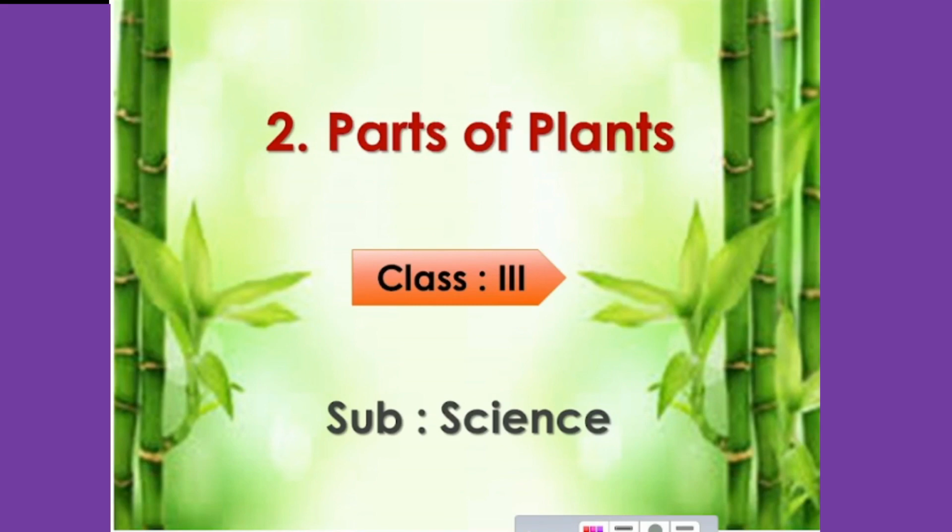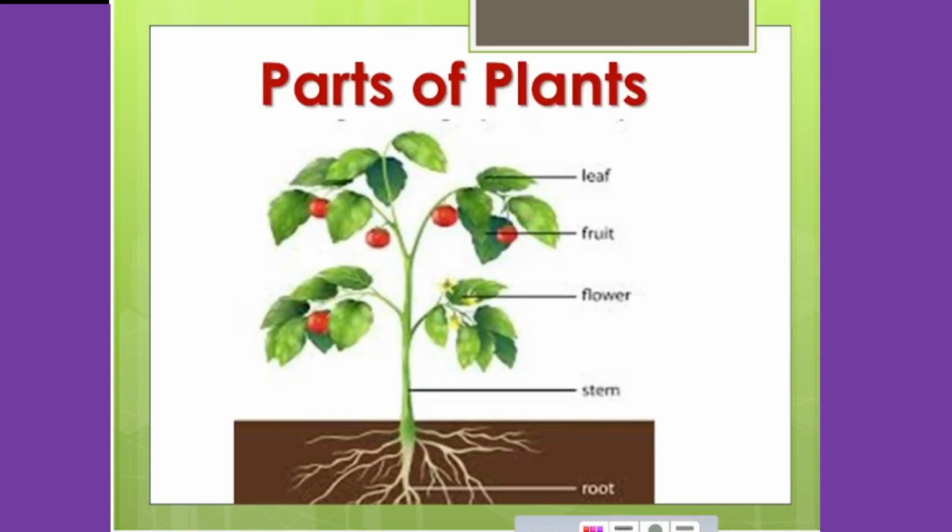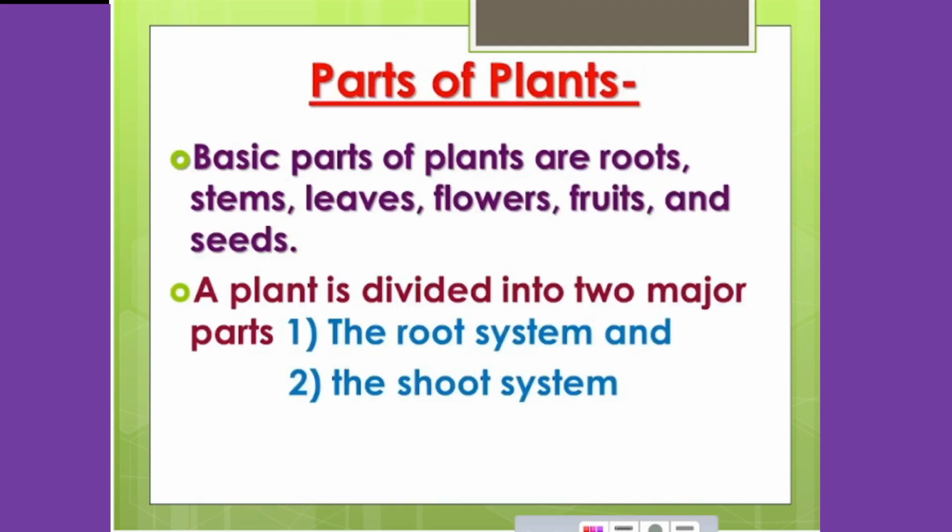Dear students, today we are going to learn about our second chapter, that is parts of plants. As you know, in the previous class you have learned many things about plants. There are different parts of plants, like leaf, fruit, flower, stem, roots, branches, bud and many more. So in this lesson we are going to learn some more information about the parts of a plant.